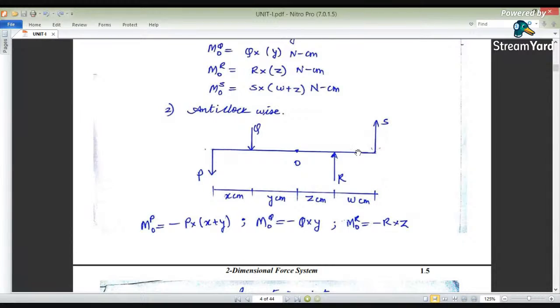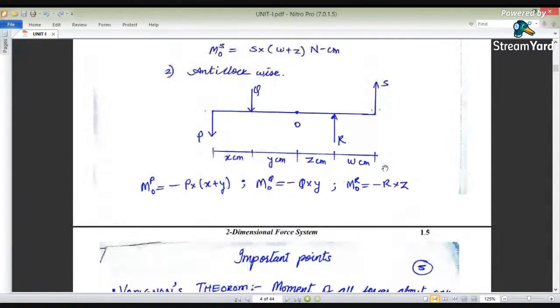So when different forces are acting on a beam, we have to find out the moments at different points. Here we are calculating the moment at the point O. The moment of the force R about point O is again in anti-clockwise direction, but it has been separated by distance z, so minus R into z.